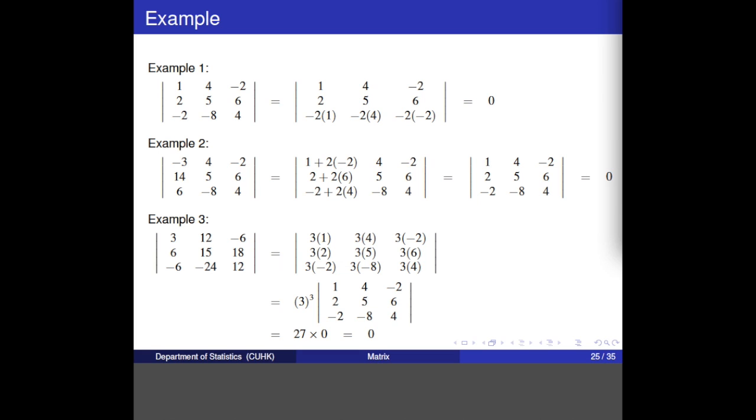The last property on page 24 has been used in example 3. All the elements have a common factor 3 and the order is 3. Hence, it is equal to 3 to the power 3 times this determinant. And this determinant is equal to example 1, which is equal to 0.